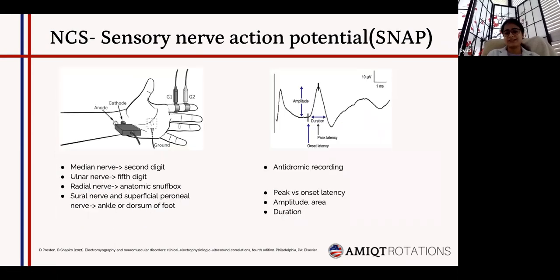Now getting to the sensory nerve conduction study, in here we stimulate the nerve at a point and then measure the response at a different part of the same nerve. In case of the upper limb, we stimulate the median, the ulnar, and the radial nerves. And in case of the lower limbs, we stimulate the sural and the superficial peroneal nerve.